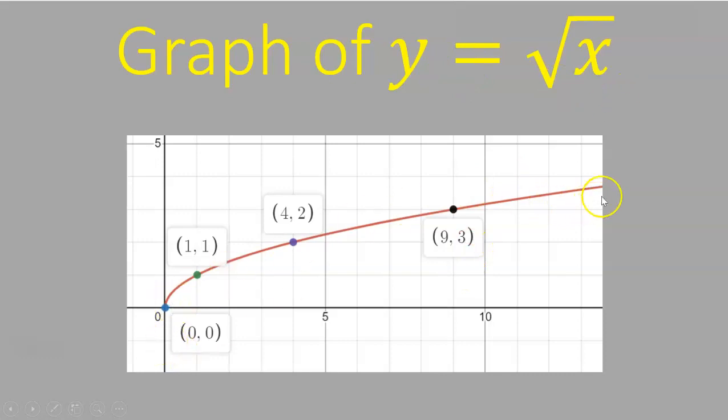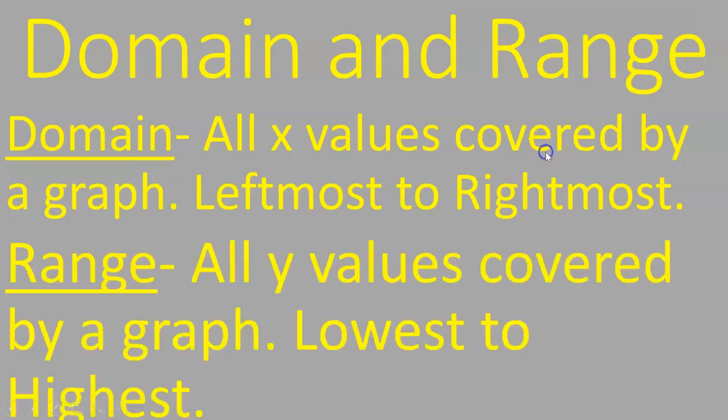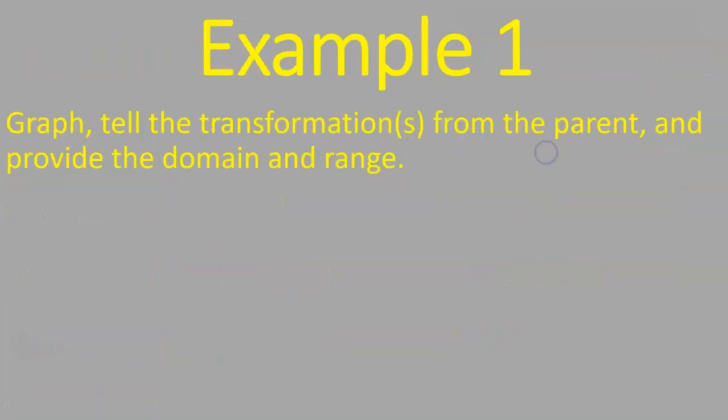But notice the shape. This is called the parent function for this graph because it's the simplest version that we base every other graph on. Domain and range, you're going to hear often with graphs. Domain is all possible x values covered by a graph, leftmost to rightmost. Range is all y values covered by a graph, lowest to highest.